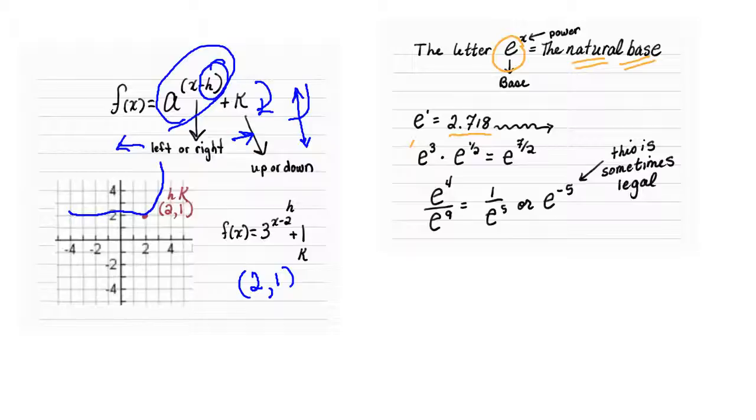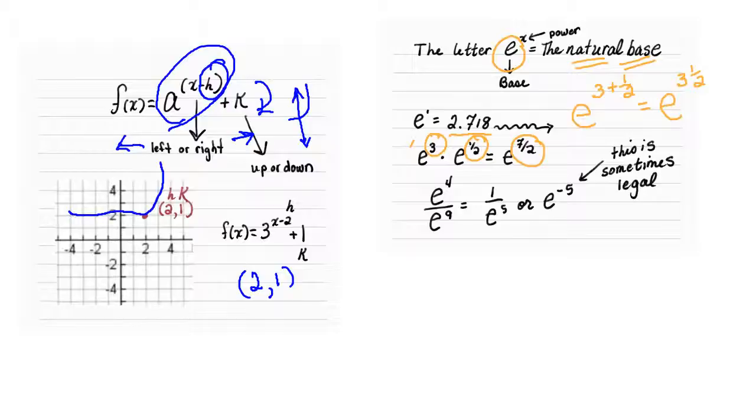Now, since E is a variable with a value, we can treat it like a variable using our exponent rules. So if we had E to the third power times E to the 1/2 power, we would use our exponent rule and add our powers. That would give us E to the 3.5, which just looks weird, so we would change it into an improper fraction.